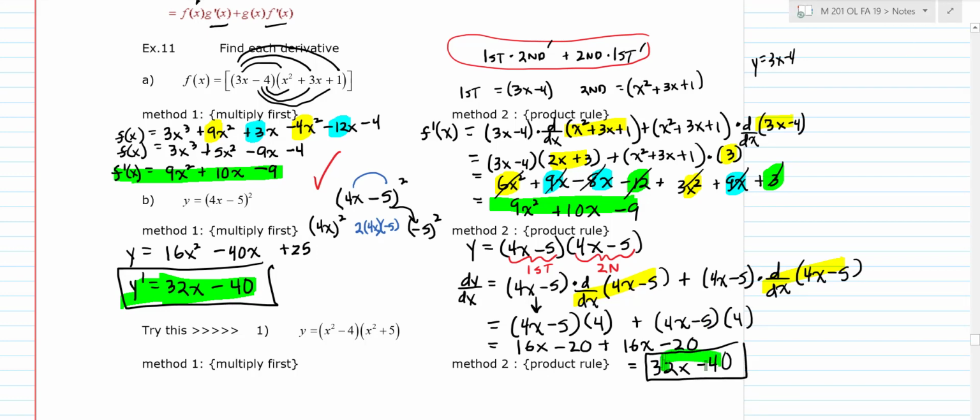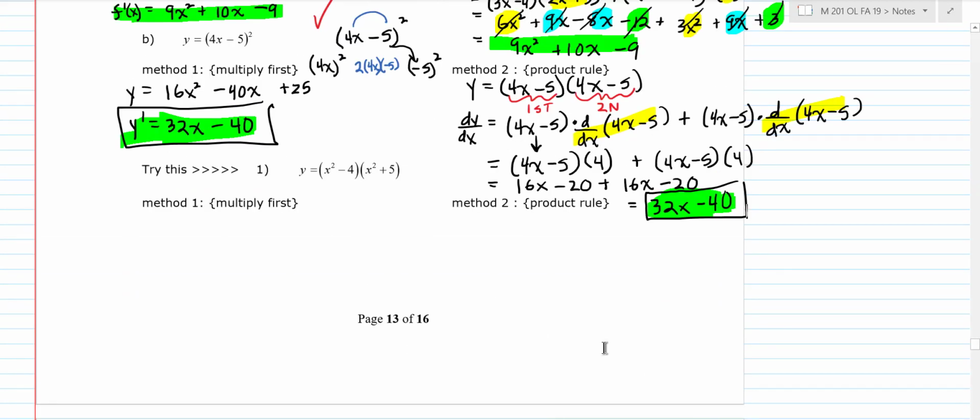Okay, so really in practice, I think both of these problems, the logical way to do this is just multiply out and do the derivative. Now this section, we're just introducing the idea of a product rule. And then most of the time, you're going to have no choice but to use the product rule. But in these simpler cases, just multiply it out.